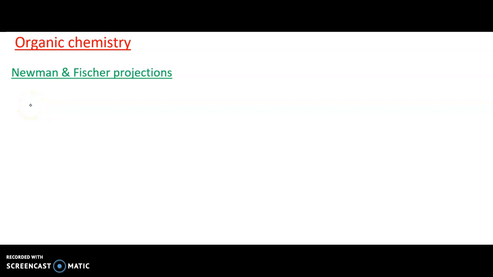Hi, I'm going to discuss Newman and Fisher projections and how to represent them in this lecture. The first one is the Newman projection. In the Newman projection, the molecule is viewed as if you were looking down along the axis of the carbon-carbon bond.